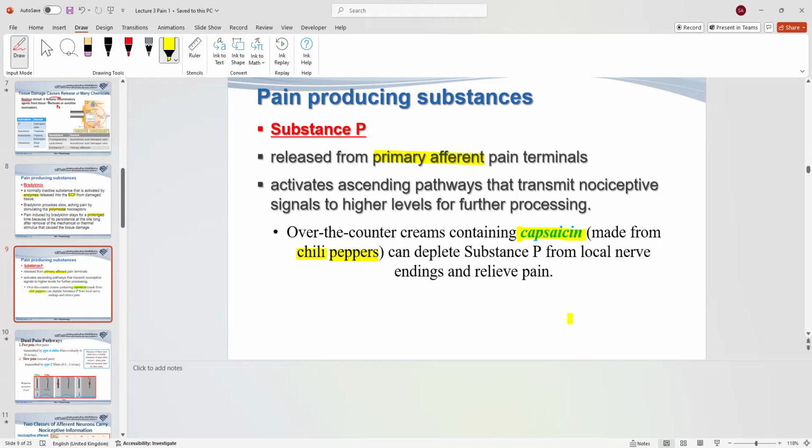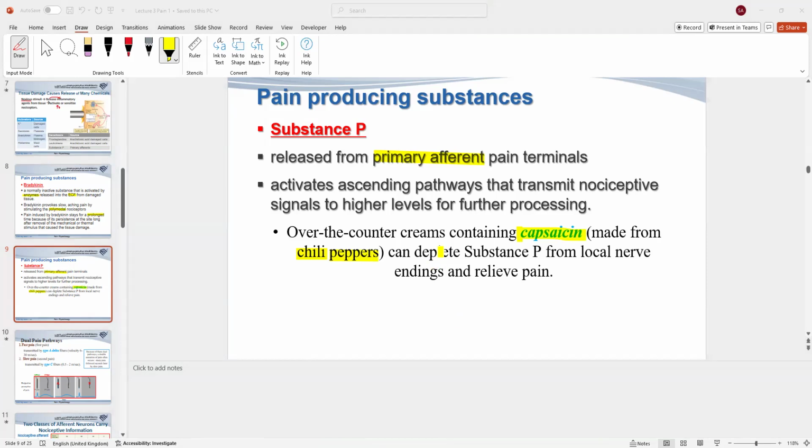So if the substance P is depleted, exhausted from the nerve terminals, the signal will not go forward. So you just keep in mind the overall mechanism that capsaicin depletes the nerve endings of substance P. So the onward transmission of pain is blocked, so the pain is relieved. If the signal does not go forward, the brain will not have any activity related to this pain.